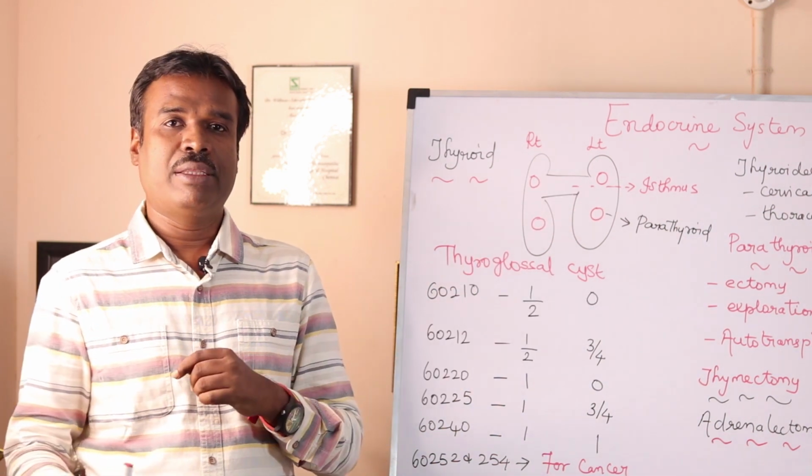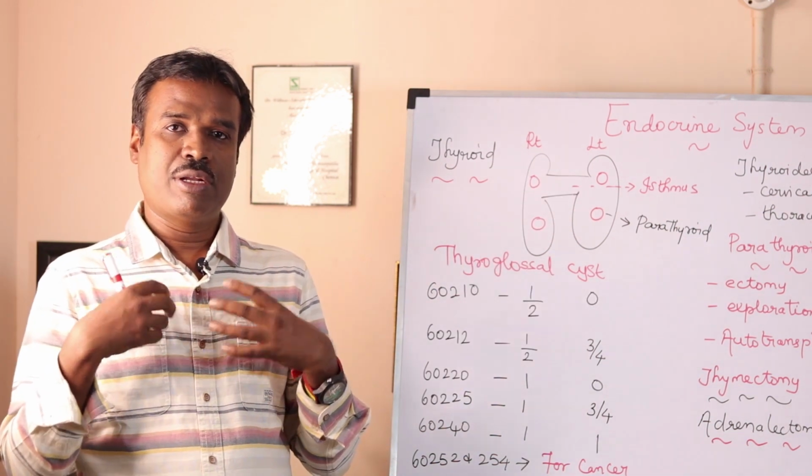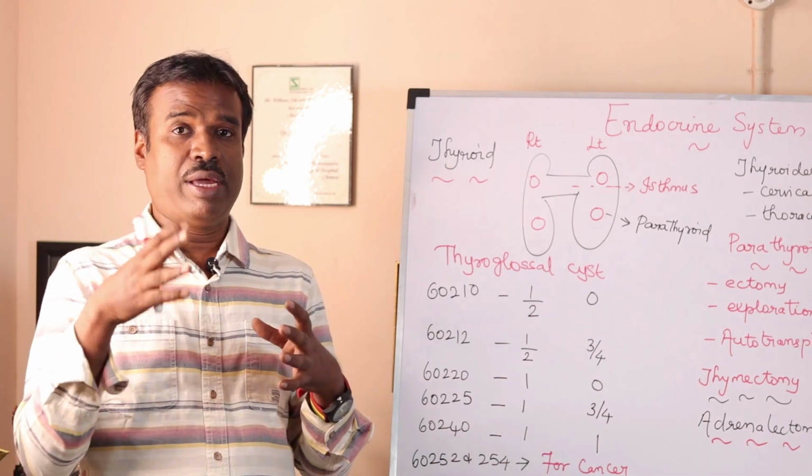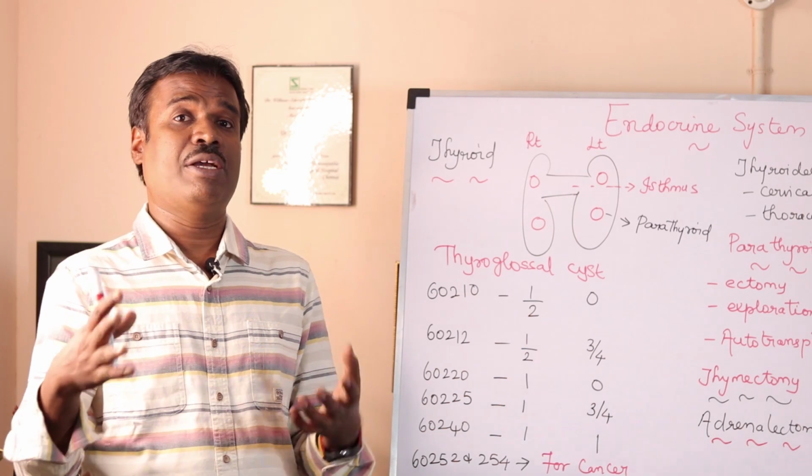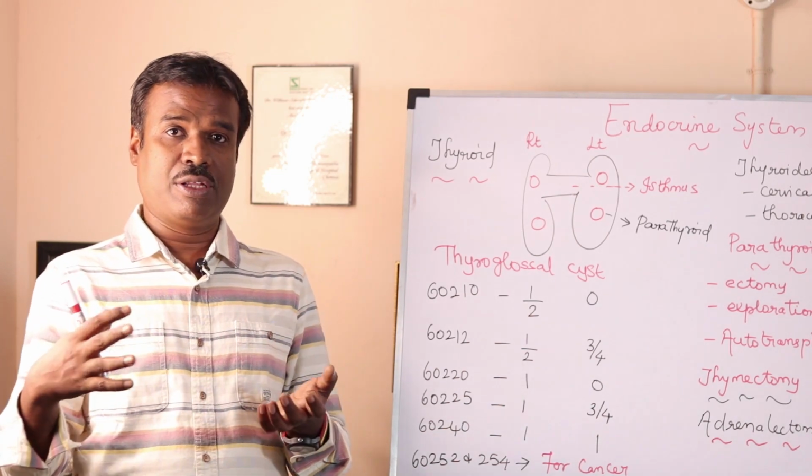Next, we move on to the parathyroid. Parathyroid is the 4 glands that are embedded within the thyroid tissue. So it is very difficult to locate them. So you will have to do something called exploration and re-exploration. You'll have to go and search where it is.